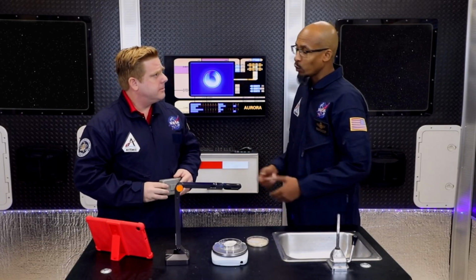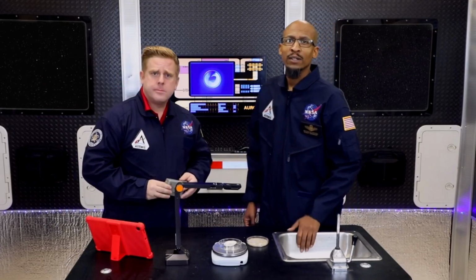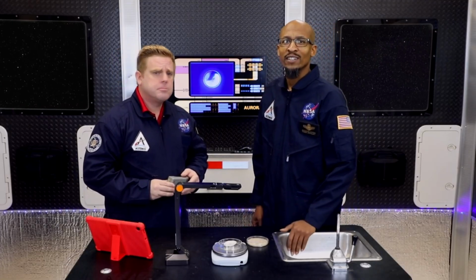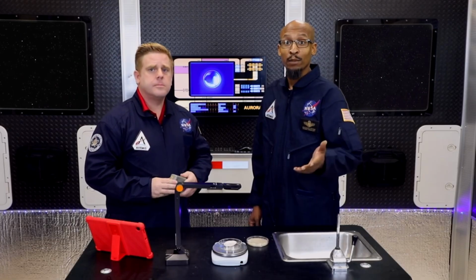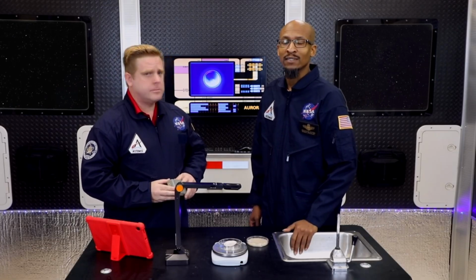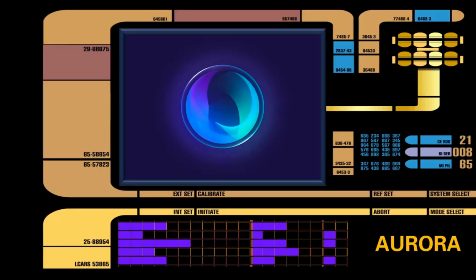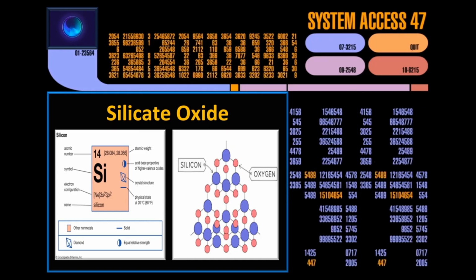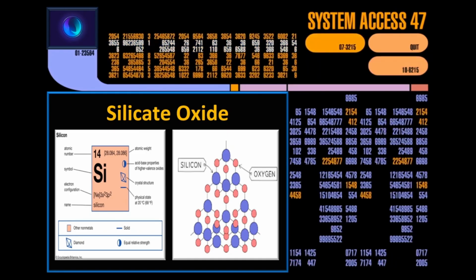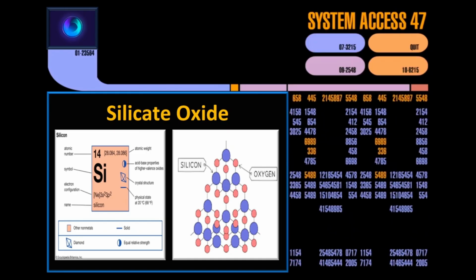Well, for this next part, we'll need Aurora. Aurora, please use the information regarding the intrinsic and extrinsic properties of the material we analyzed and compare it to your database of known elements and compounds. Processing. This material is primarily silicate oxide, which is the predominant component in silicate minerals.